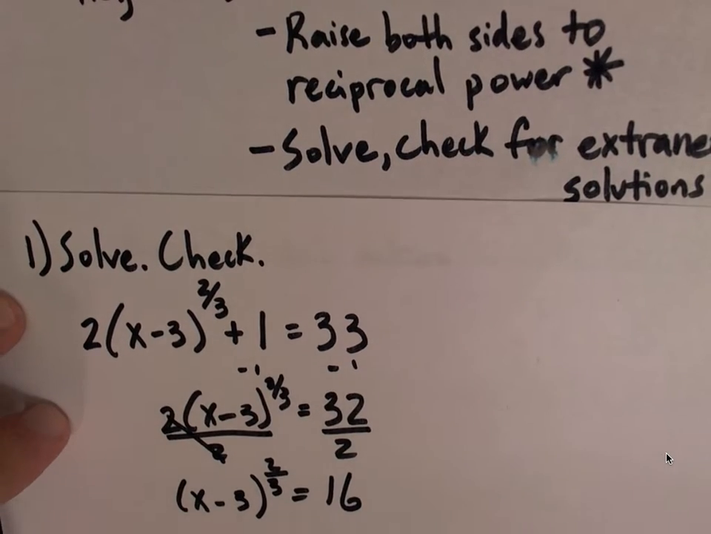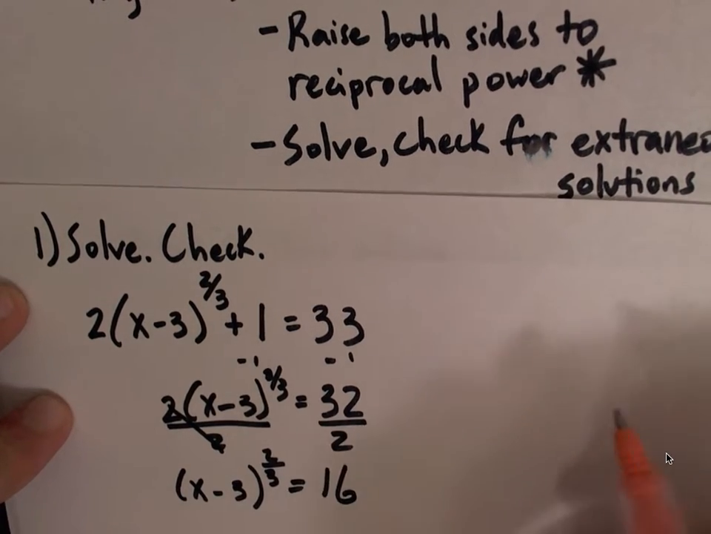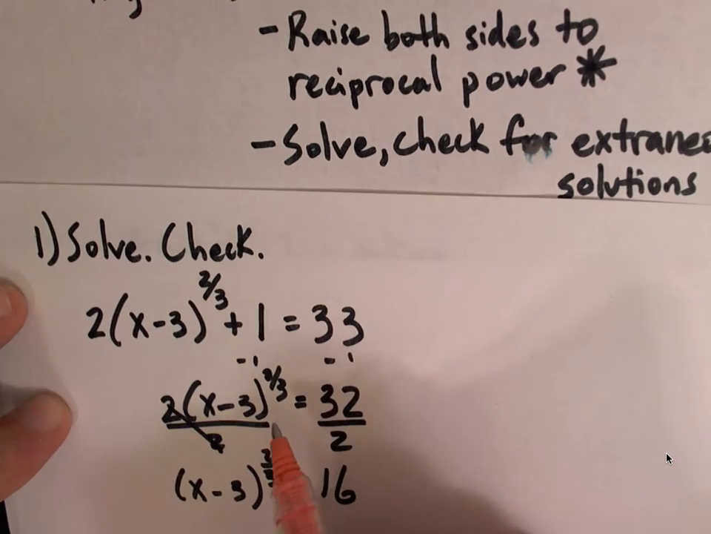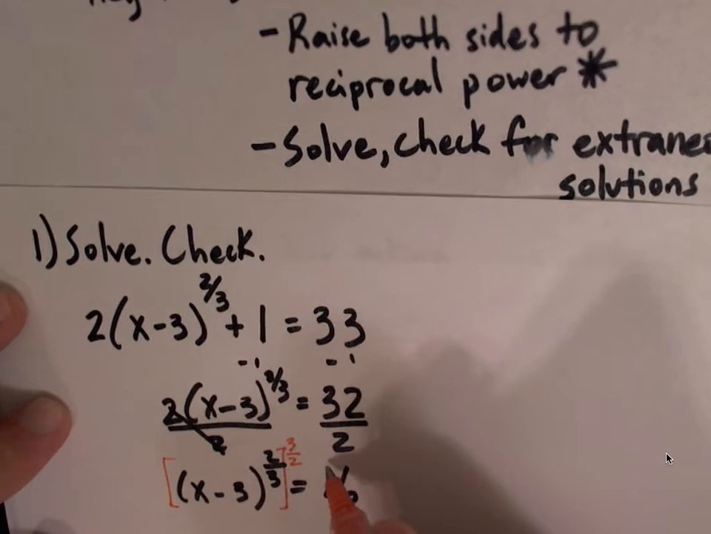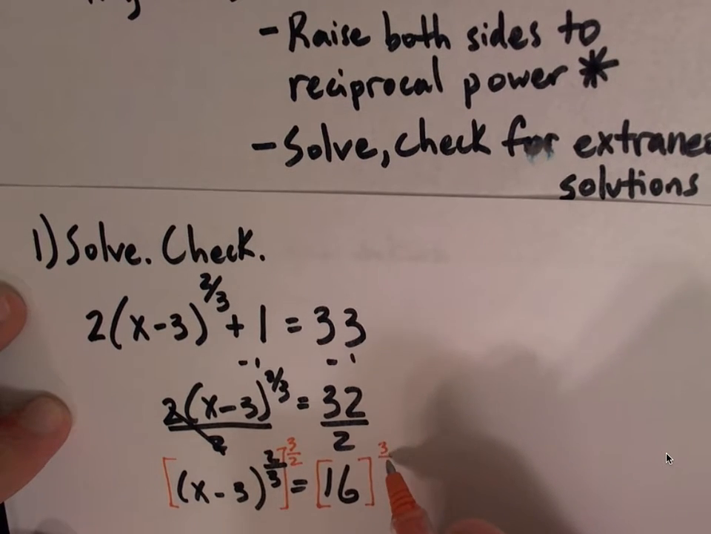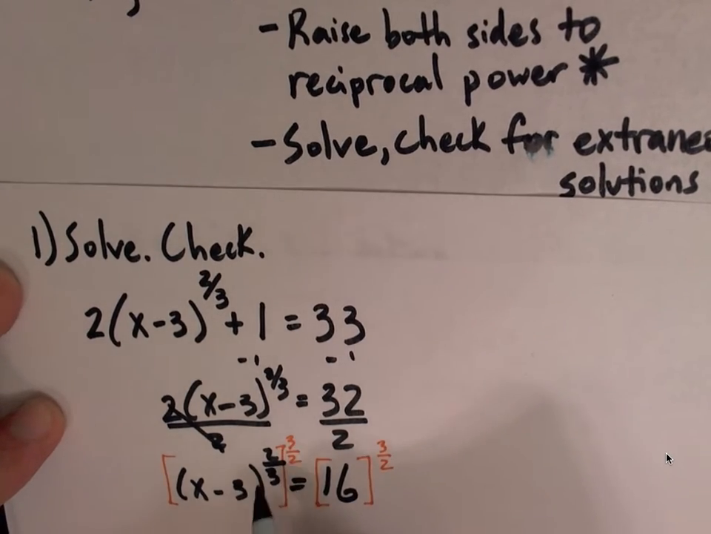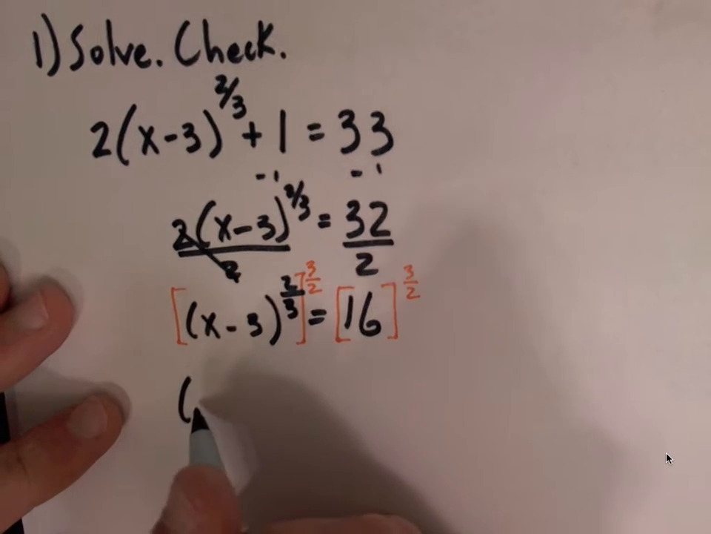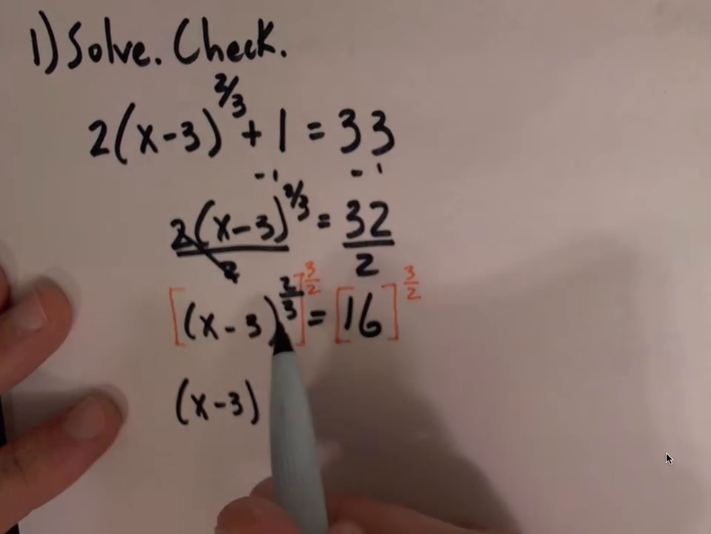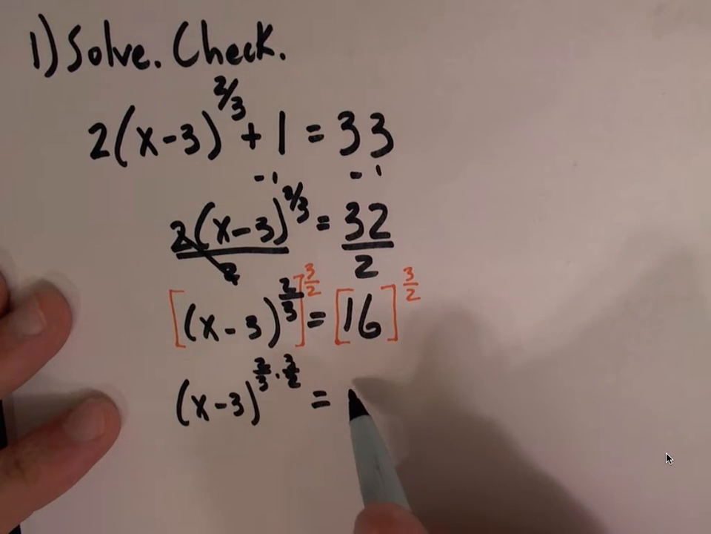All right, now here's the step we haven't seen as much. Remember, we're going to raise both sides to the reciprocal power. So 2/3, I'm going to raise that to the 3/2. Raise both sides to the 3/2. And so what we have here, remember we take a power to a power. We'll just write this out for the first time. You're going to multiply these, so 2/3 times 3/2, and then we're going to get 16 to the 3/2 here.